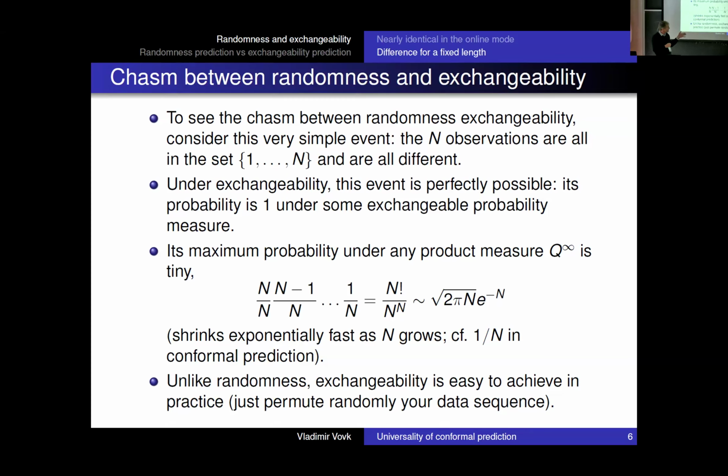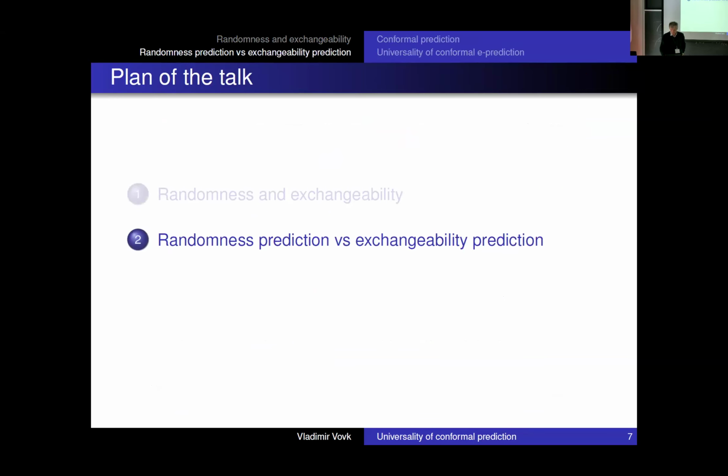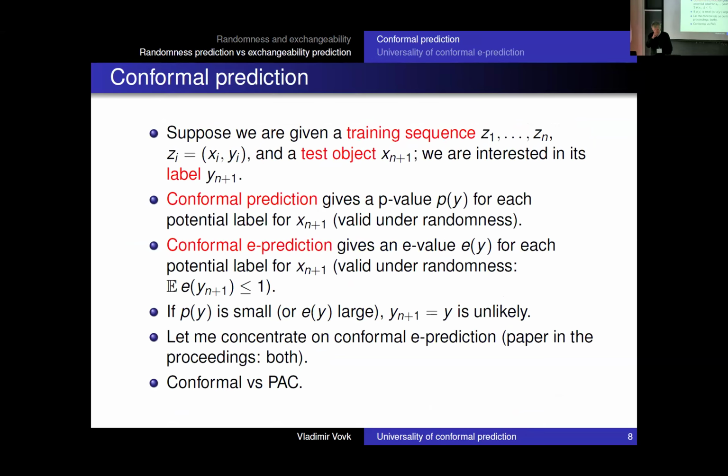And in conformal prediction, for example, you can play only with p-values of size 1 over n at least. It's 1 over n or bigger. So we can see this difference between exchangeability and IID. It completely dwarfs the differences that are important in conformal prediction. Since the difference is so big, maybe we are losing a lot. Okay, so this is the topic of my paper in the proceedings.